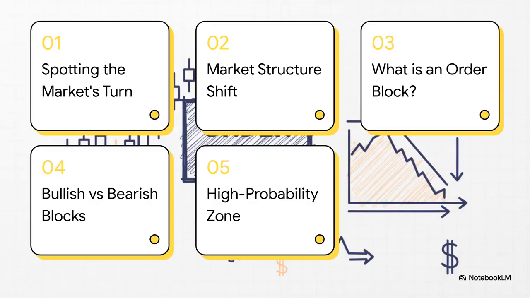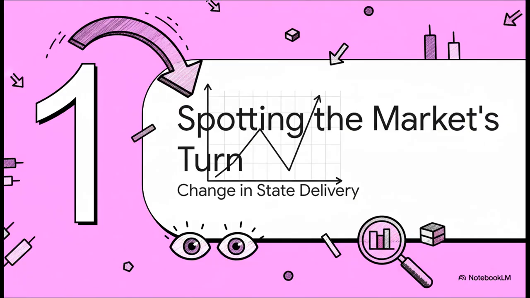So here's our game plan. First, we'll cover the basic idea of spotting a market's turn. Then, we'll dive into our first huge clue, the market structure shift. After that, we'll pinpoint where to look with order blocks, figure out how to tell the good ones from the bad ones, and finally, we'll zoom right in on what's called the high probability zone. All right, let's dive in.